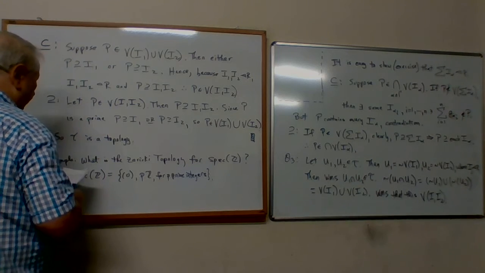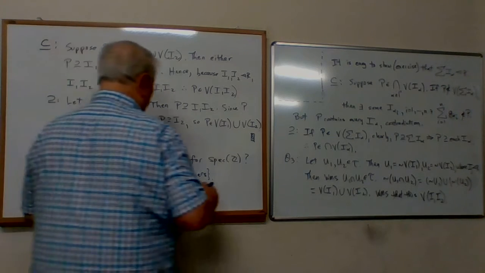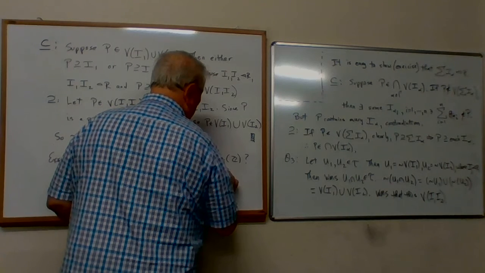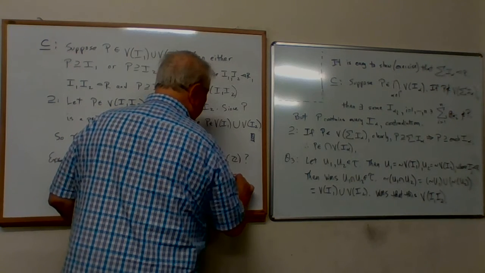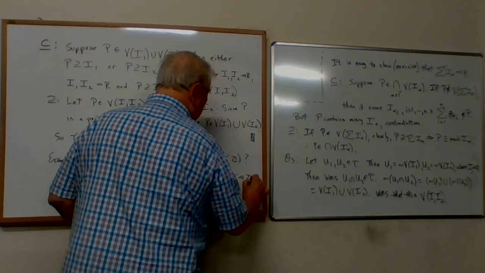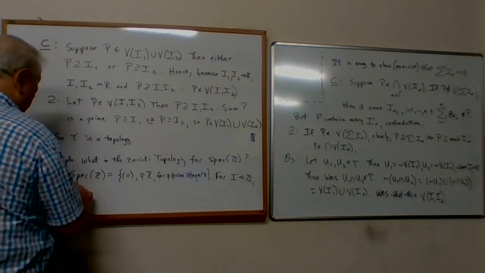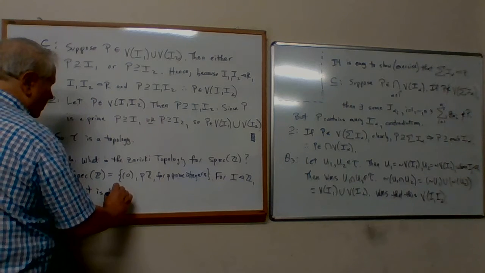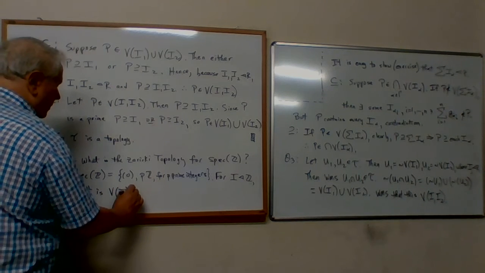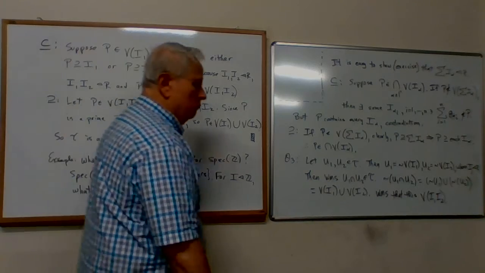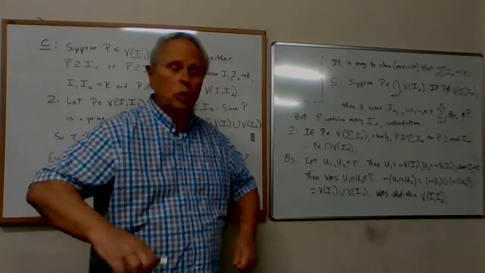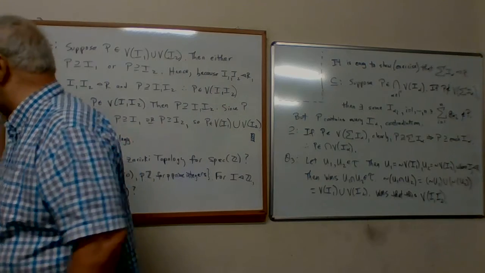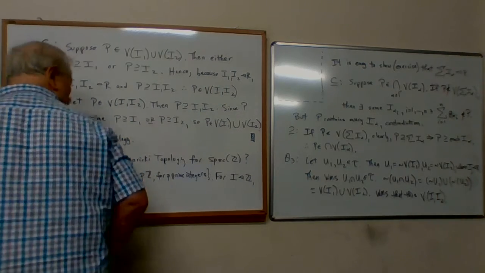Now, for I some ideal in Z, what is V of I? Well, I'll let you stew on that while I erase the other board.